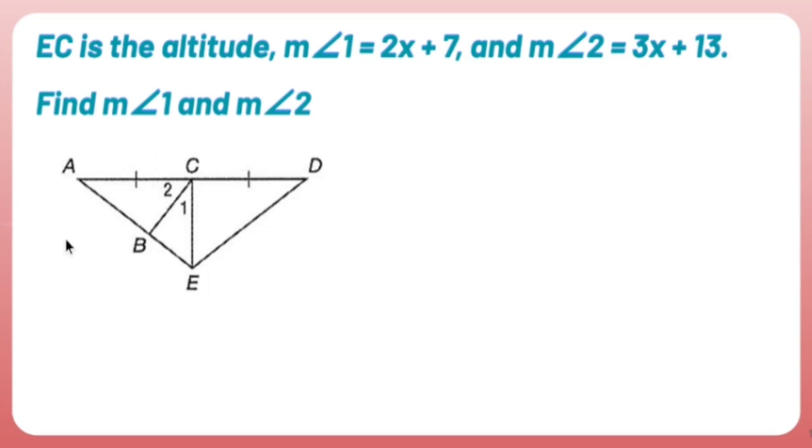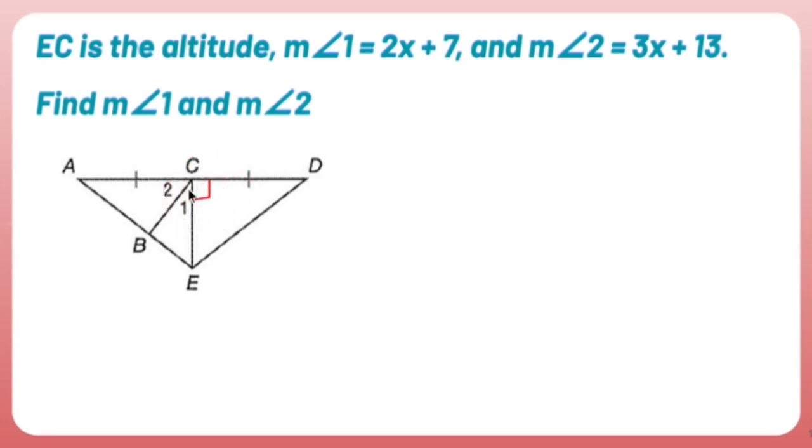All right. What is an altitude? An altitude is a fancy word for height. Now, if you're going to measure the height of anything, it has to be straight up and down. So since EC is the height of this triangle right here, EC has to be straight up and down.